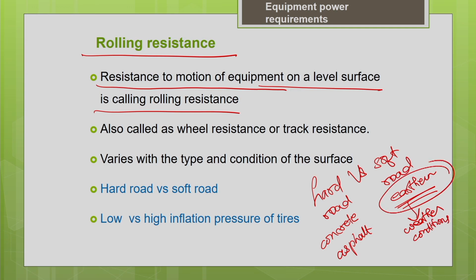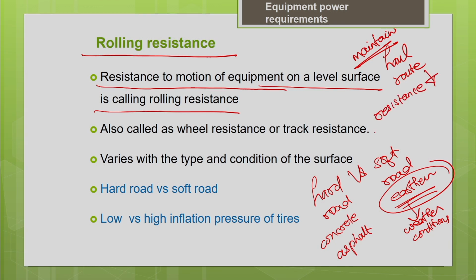So, according to the resistance, the rolling resistance of the earthen roads will vary a lot with respect to weather conditions and with respect to your maintenance. That is why we need to maintain the haul route. We should spend a lot of effort to maintain the haul route, because if you maintain your haul route, the resistance encountered by your machine will be less.